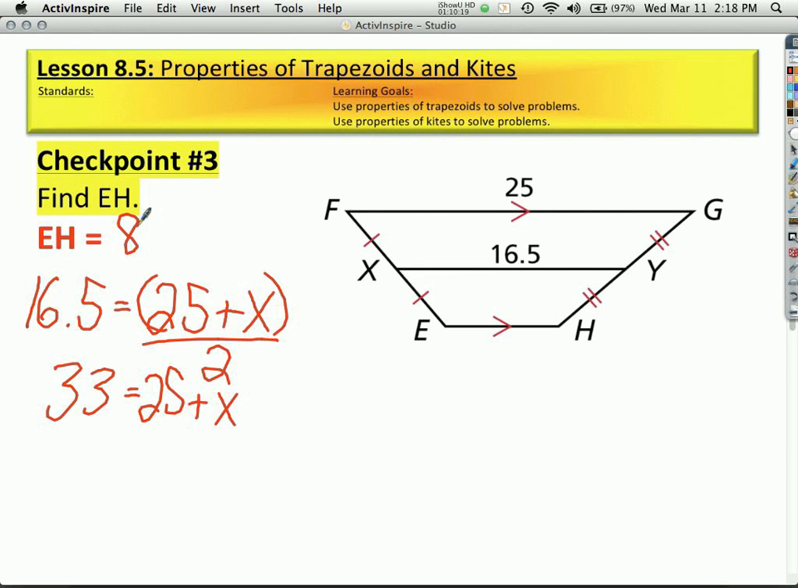I multiplied 16.5 times 2 and then I subtracted 25, which is pretty much what I did. I just wrote it out as an equation. Because this is half of the sum, then you know that it's double. That makes sense. It logically works. Okay, Davis.